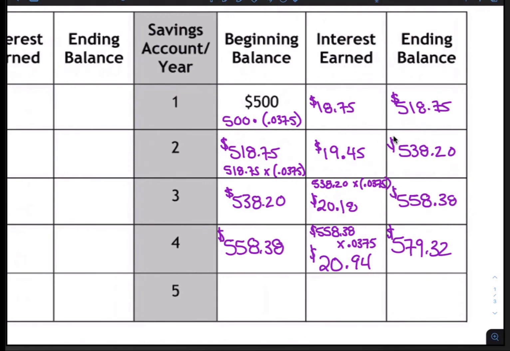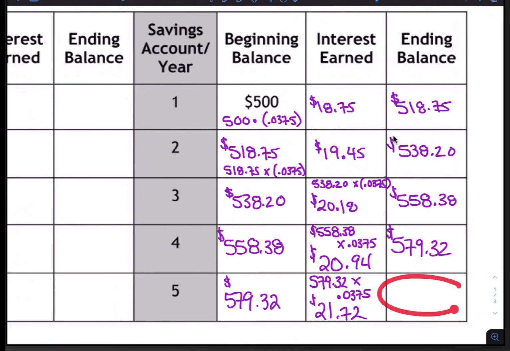And as we did before, the ending balance of year 4 also becomes the beginning balance of year 5. So we transfer that over. It's $579.32. And then to get the interest, we'll multiply this $579.32 times the interest rate. So 579.32 times the interest rate of 0.0375, and that comes out to be $21.72.